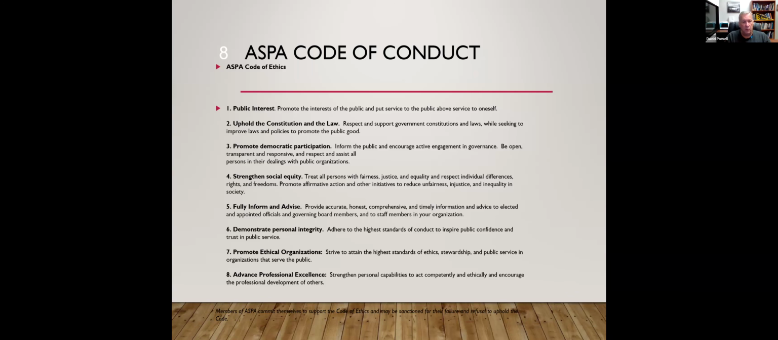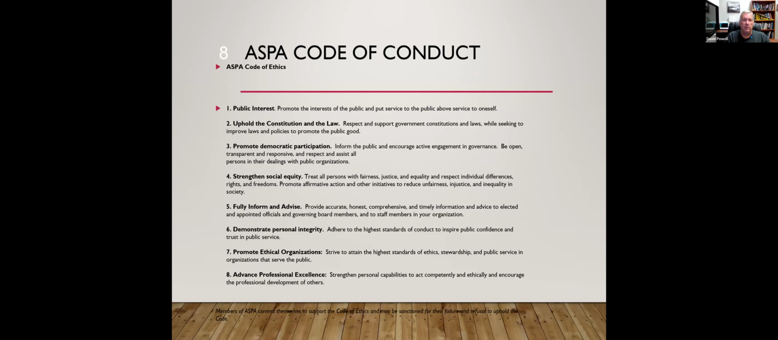And so quickly, let me just foreshadow these 8 principles in the code of conduct. The first one is public interest. We've talked about that already tonight. Promote the interest of the public and put service to the public above service to oneself. That is one that George Washington Plunkitt certainly could have learned from back in the 1800s. Number 2, uphold the Constitution and the law. This is why we spent time last week going through the Constitution. Respect and support government constitutions and laws while seeking to improve laws and policies to promote the public good. Again, to promote the public good.